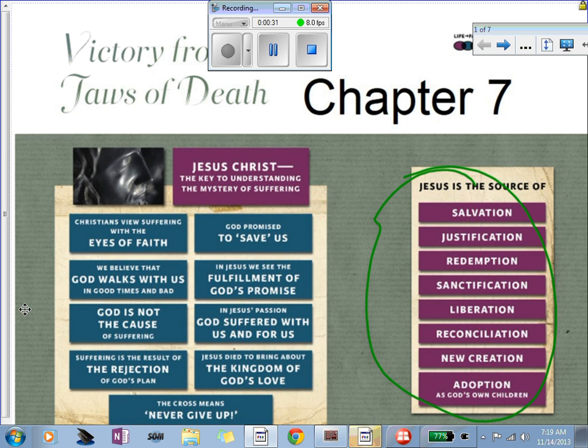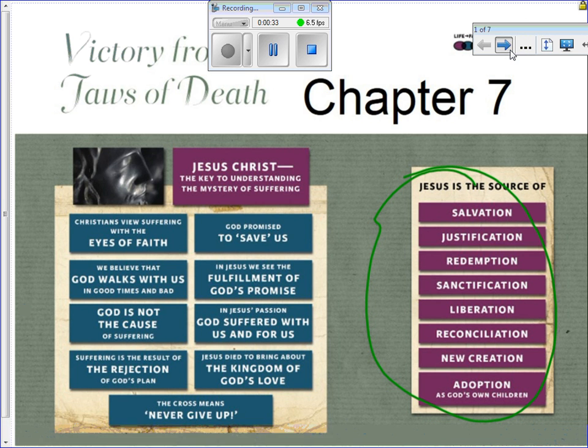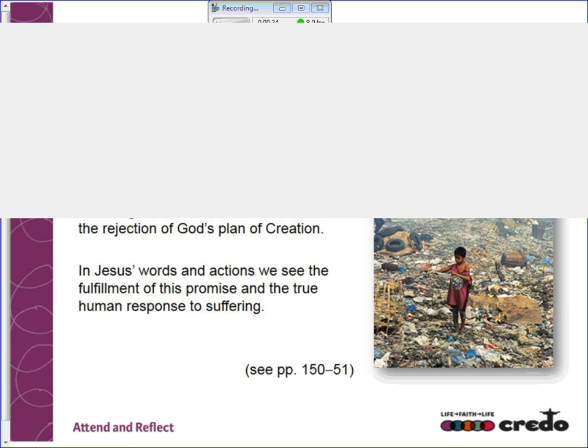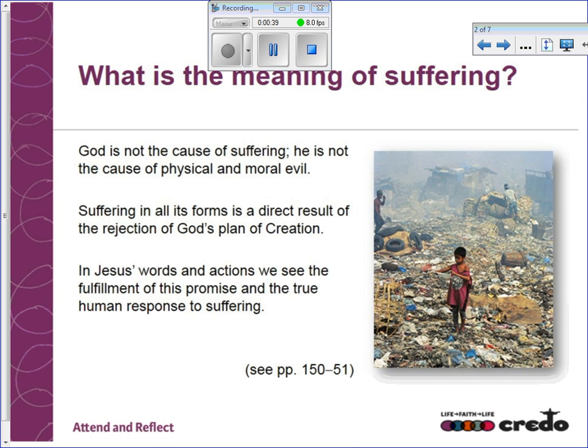But we're going to be looking at Jesus' death, and to begin with, the chapter looks at the idea of suffering and what is the meaning of suffering. And today in class, or next class after you watch this, we are going to be doing an activity reflecting on the suffering in the world. But the chapter opens with a very tender reflection on the meaning of suffering. And this is generally pages 130 through 133.